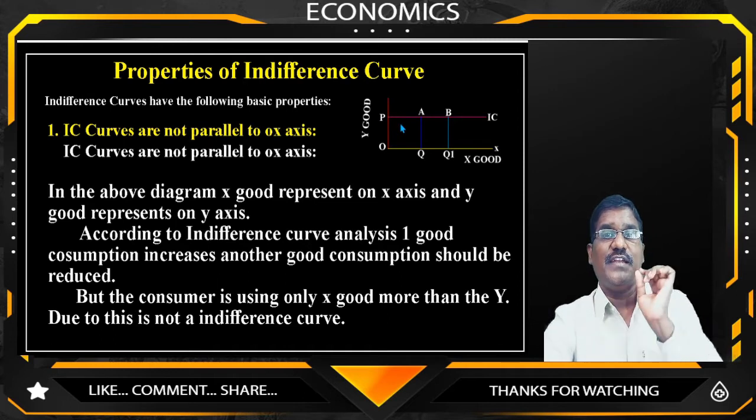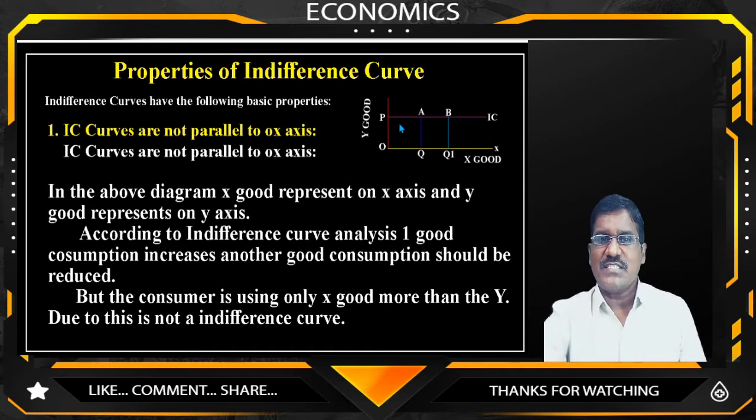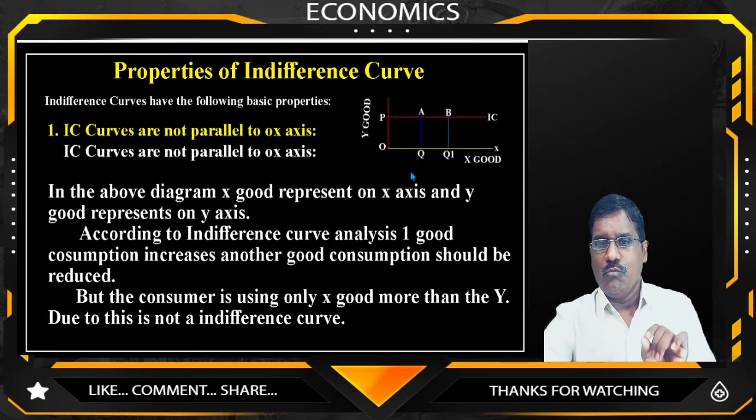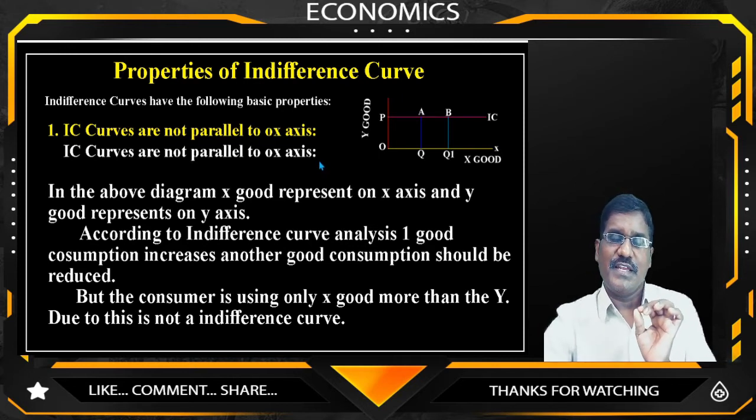So this is not a property of indifference curve. What is the property of indifference curve? One good's consumption increases and another good's consumption should be reduced. So this formula is not applicable in this situation. That's why IC curves are not parallel to the OX axis, easily we can say. So this is the first property of indifference curve.